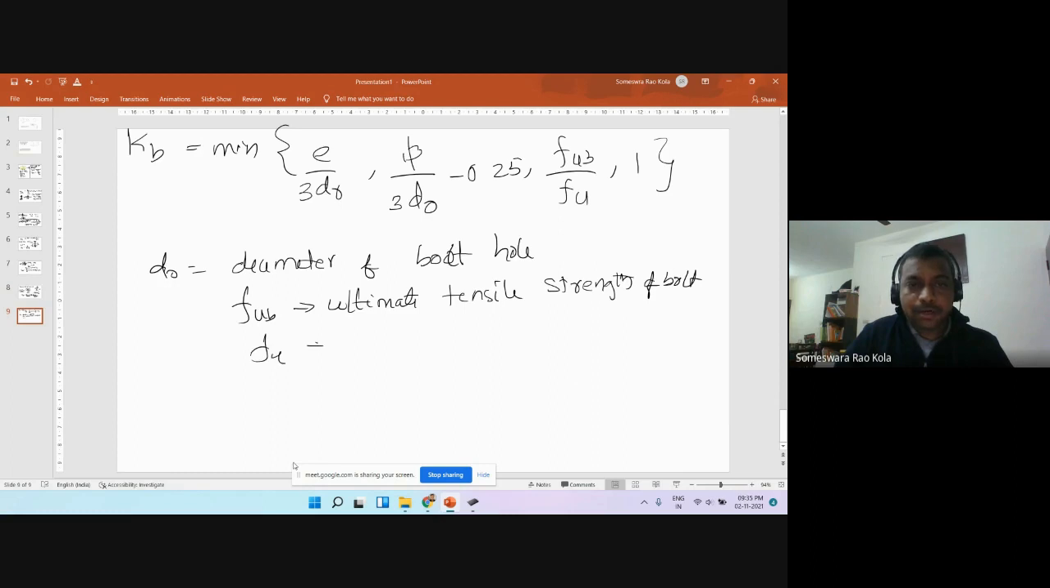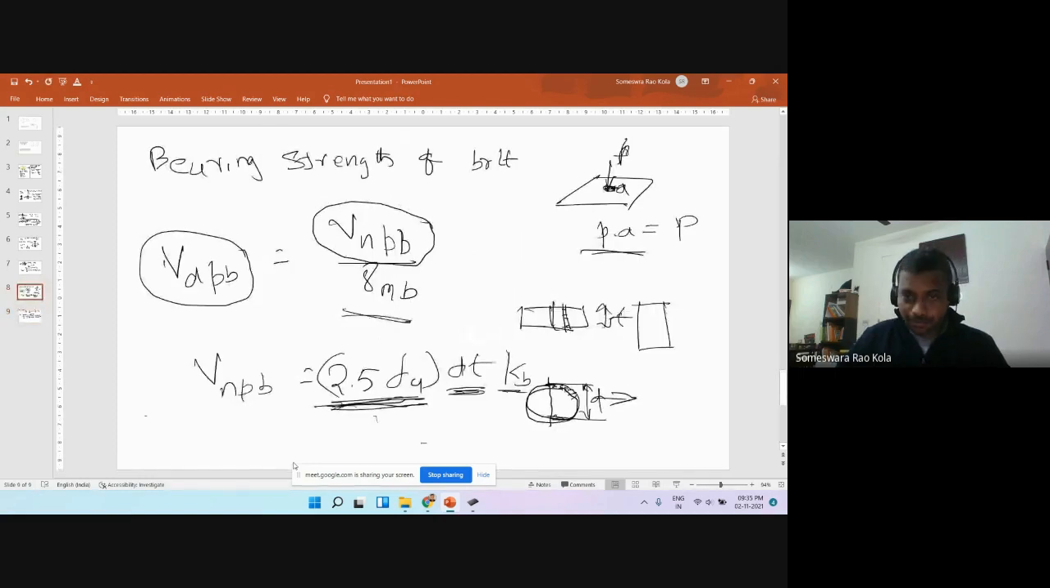Fu is the ultimate tensile strength of the plate. Now, if you recall, let's go back to one slide before. In this formula, we have Fu, which is the ultimate tensile strength of the plate. Remember, the pressure that's coming onto the bolt is from the plate. So what is the maximum it can come? Whatever the maximum it can offer. That's why we have Fu, not FUB.